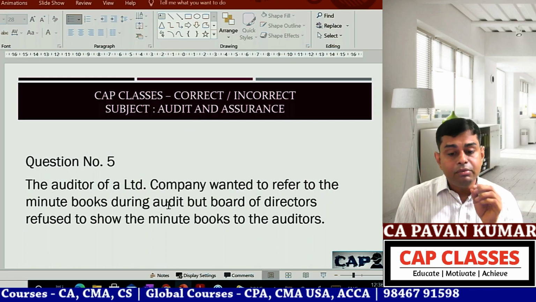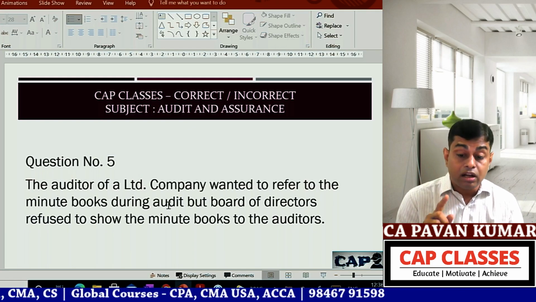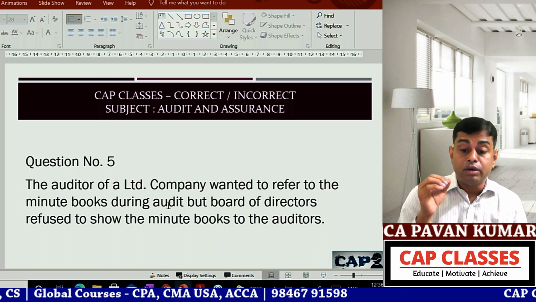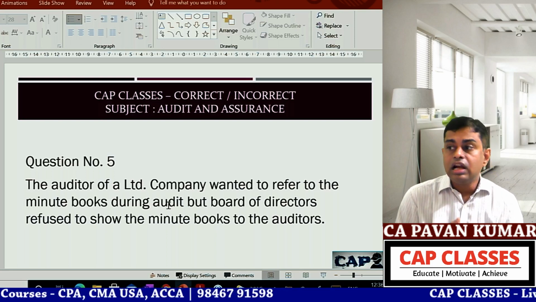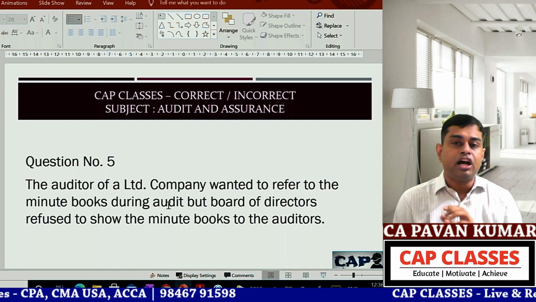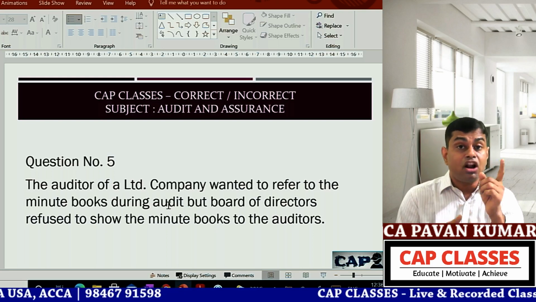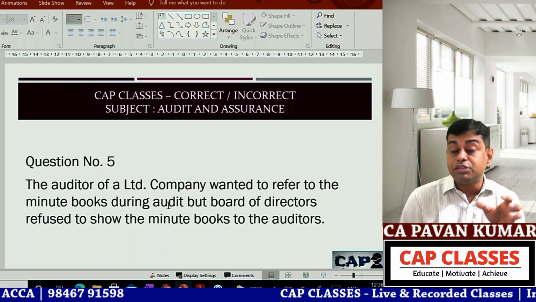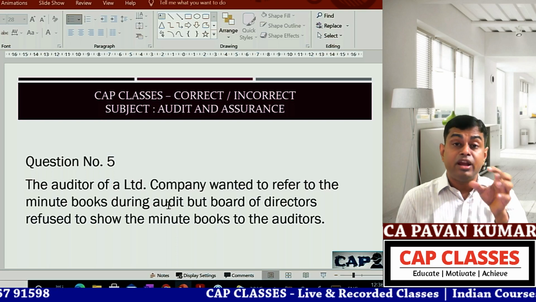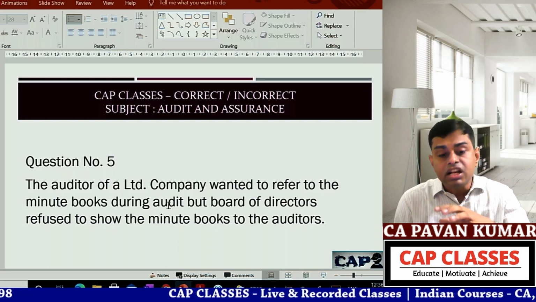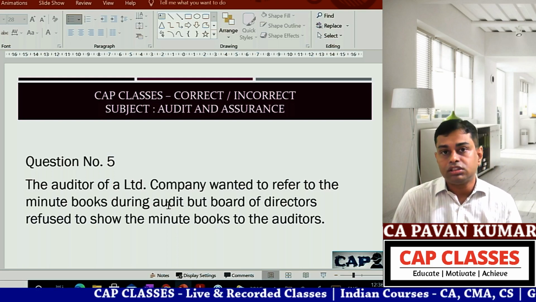Question number 5. The auditor of A Limited company wanted to refer to the minutes book during the audit, but the board of directors refused to show the minutes book to the auditors. Commonly asked questions: Can the auditor have access to the minutes book of shareholders? Can the auditor have access to board meeting minutes? Can the auditor participate in the AGM? Can the auditor participate in a board meeting? Can the auditor participate in an audit committee meeting? Can the auditor verify the minutes book? Can the auditor verify cost records? All these questions are asked repeatedly. Important questions.